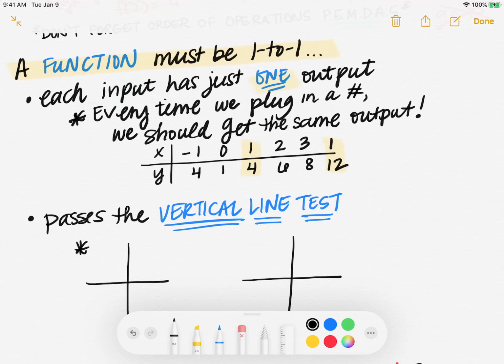But here we have a duplicate. 1 also leads to 12. Well, that doesn't work. I can't have a function where I plug in 1 and I get out both 4 and 12. So every input can only have one output. There should be just one number. So as it is right now, this table I've given you is not a function. If this last set of values didn't exist, well, yeah, now we have a function because 1 only outputs 4, and that's what we want. We want it to only output one value.